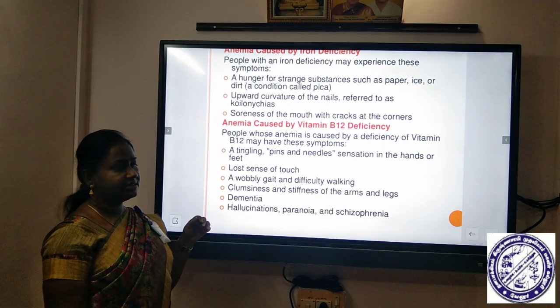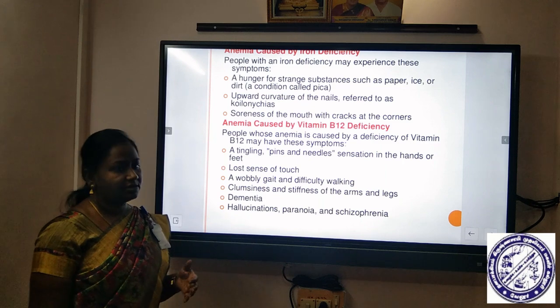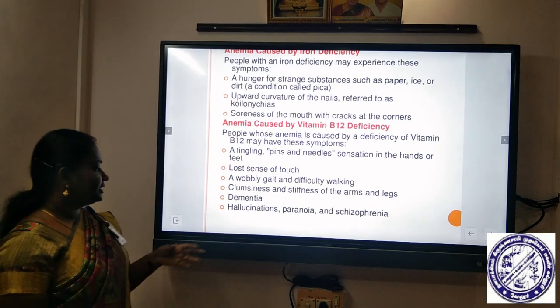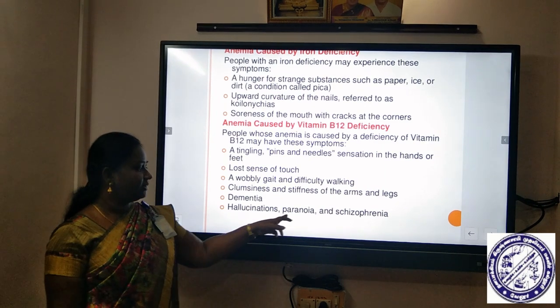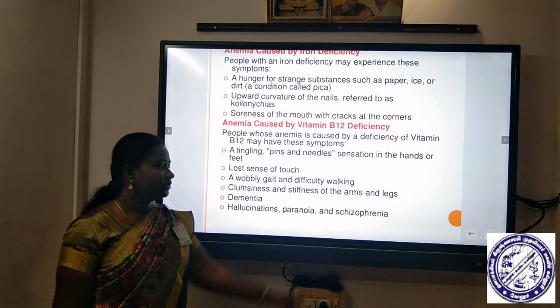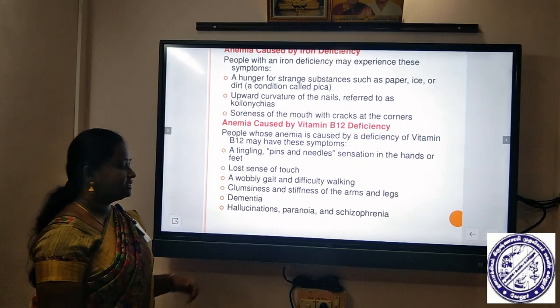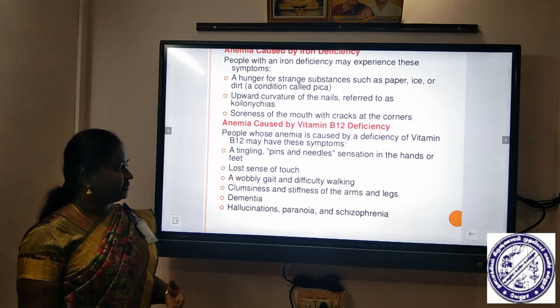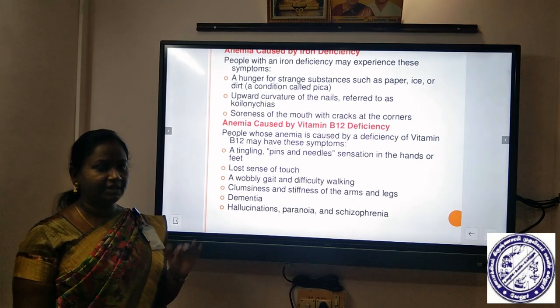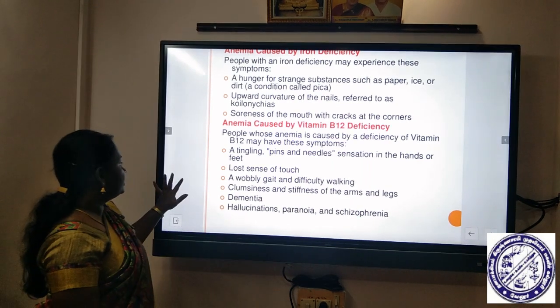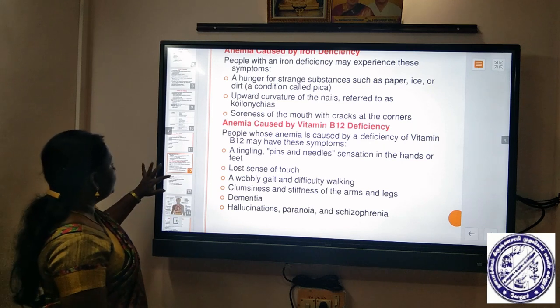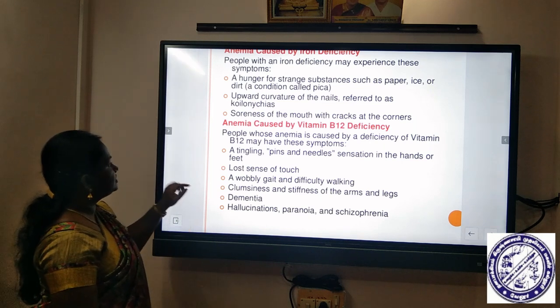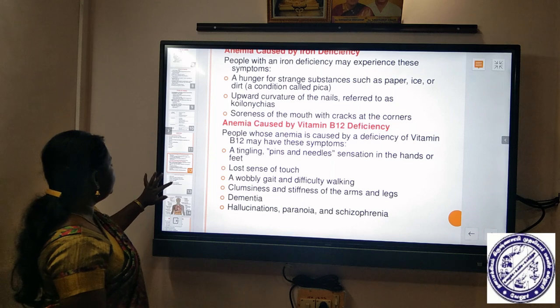Dementia is memory loss. So they will not remember certain things, and hallucination, paranoia, and schizophrenia. You know about hallucination, that is they will assume that some strange things happen around them. That is known as hallucination. So these are the main symptoms of anemia caused by vitamin B12 deficiency.